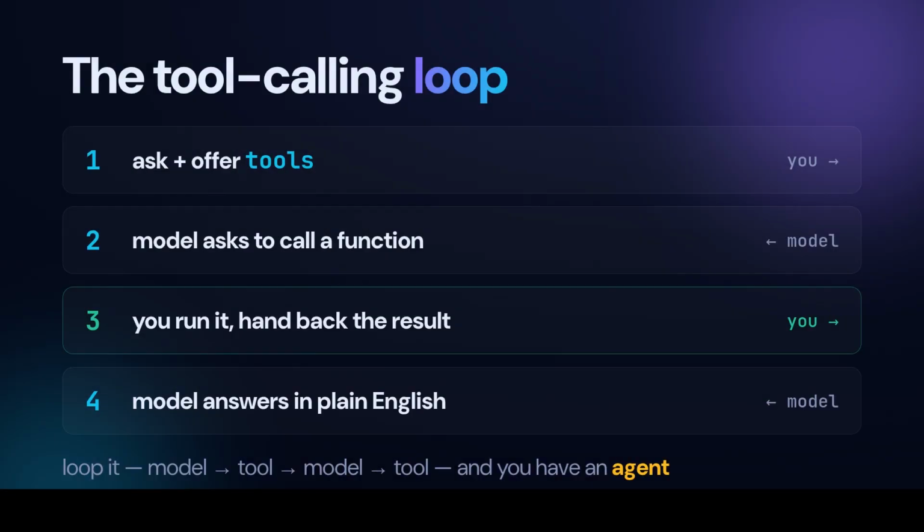A language model only does one thing. It writes text. It can't call an API, read your database, or check the weather. All of that lives in your code, not the model. Function calling bridges that gap.